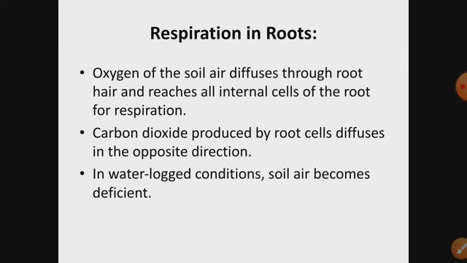Respiration in plants happens from the different parts of the plant. They don't have a well defined system as we have a respiratory system. They can respire through their stem, leaves, roots, etc. In case of roots, oxygen of the soil gets diffused through the root hair and reaches the internal cells for respiration. Diffusion is the movement of molecules from higher concentration to lower concentration.